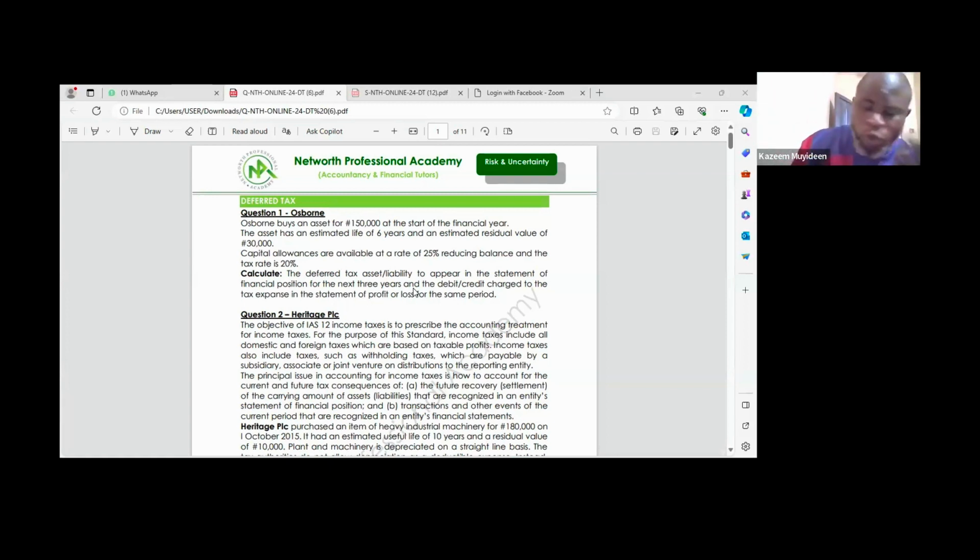Last week, we studied IAS 12 income taxes. We said there are so many taxes we pay in Nigeria, but the one that IAS 12 covers is only two things, current and deferred tax. Now, the current is not much problem because the knowledge of the tax law helps us to understand the current tax, where we apply the formula.